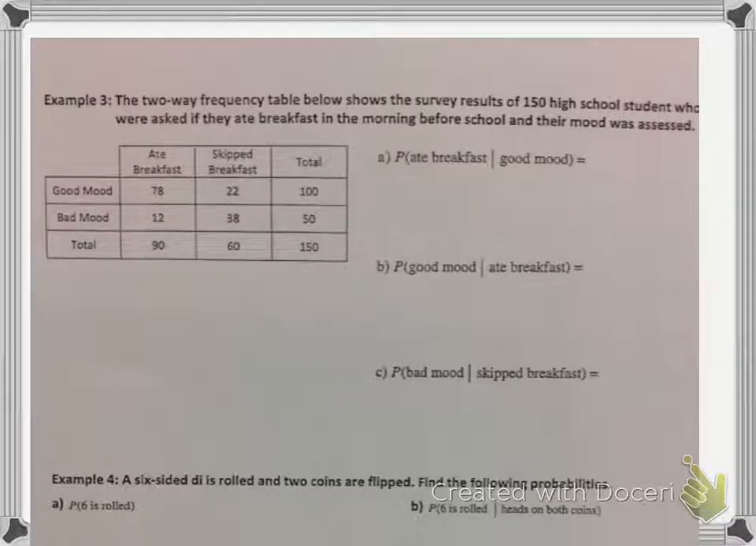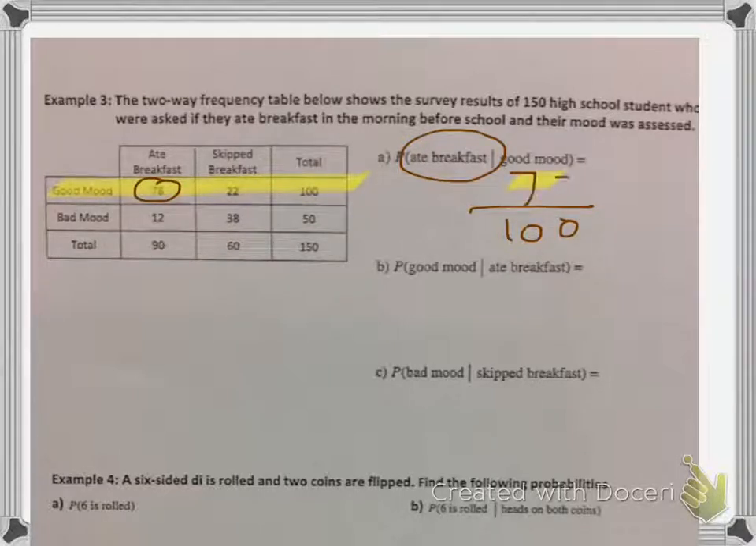All right, this next section here asks us to use this two-way frequency table to figure out the probabilities. So again, we're looking at good mood first. So the total number of people that were in a good mood were 100. And we're looking for those who ate breakfast out of that. So that would be 78 out of 100 for that probability. You can reduce that on your calculator, and you get 39 out of 50.